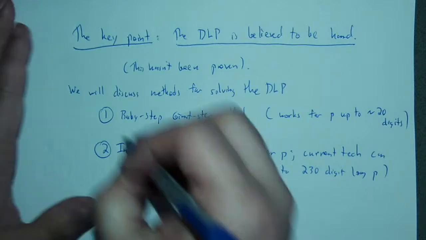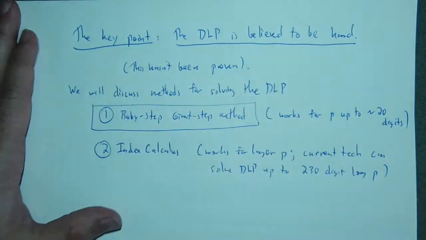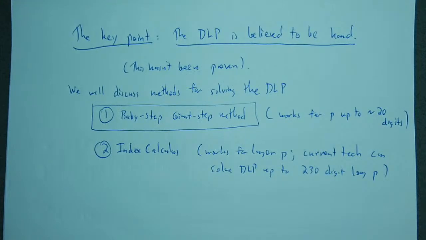So I wanted to devote the next little bit to discussing the baby step, giant step method. And after I'm done, I will give an example of, if we assume P has some size, how much effort it would take to use this method versus trying to brute force check this thing. Okay. So I'm going to go over this one. The index calculus I'll basically leave to you. I'll just mention where you can find the description of this and how this works.